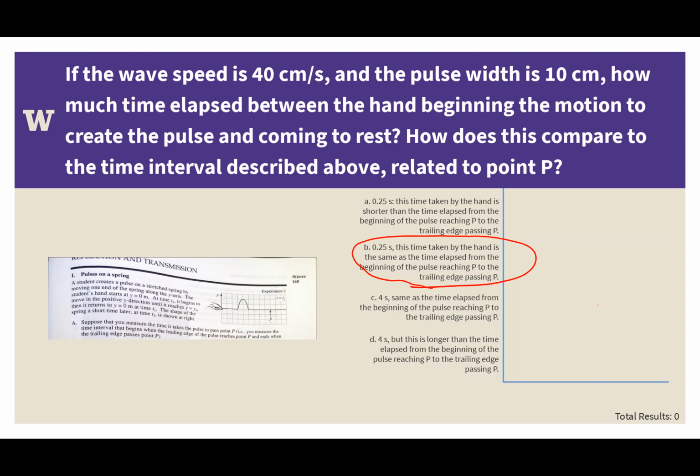So in this case, if my hand takes a quarter second to make this pulse, that means if I'm standing and watching the pulse go by, it'll be a quarter second from when I see the beginning of the pulse pass me to when I see the end of the pulse pass me. And so I know this takes me a quarter second because between making the beginning of the pulse and making the end of the pulse, the beginning of the pulse has moved a distance of 10 centimeters, and I know the wave speed on this wave is 40 centimeters per second.